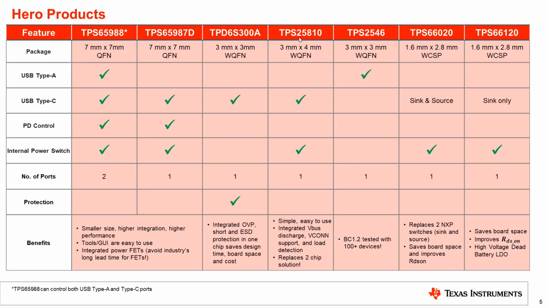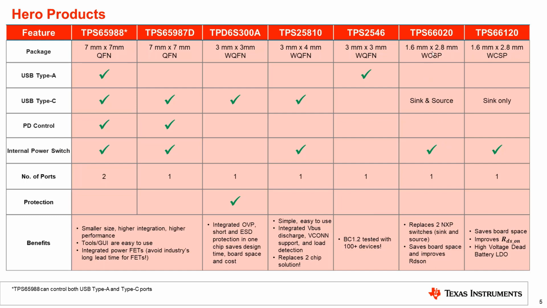For Type-C only, so standard 15 watts, the TPS25A10 is the recommended part. This controls just the standard USB Type-C port and also has the integrated power switch. Finally, for a USB Type-A port, we have the TPS2546. This one supports the BC 1.2 protocol to charge your legacy devices at the highest possible current. This device has been tested with over 100 BC 1.2 legacy devices.